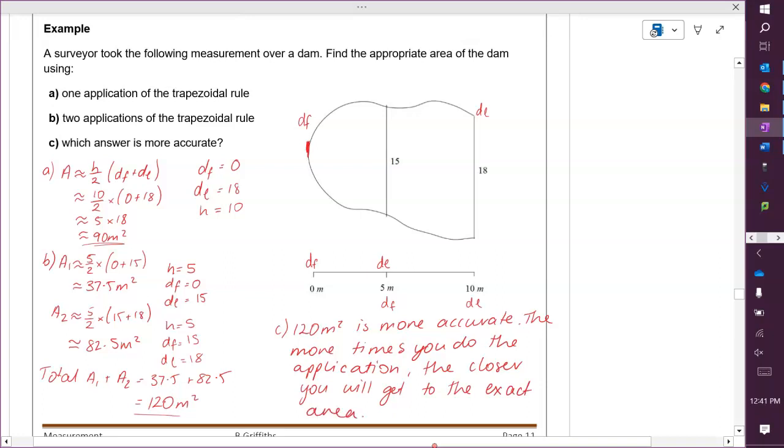Okay, so using that trapezoidal rule, you might be asked to do one application, two, but if you do more and more and more, so break it up by drawing closer together parts there, you will get it more and more accurate to that exact area.